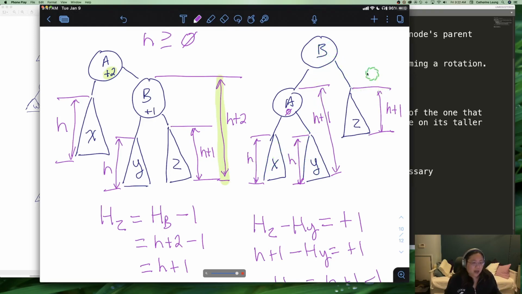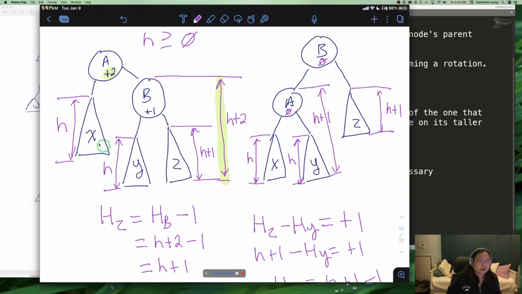Now for b, the height of b is h plus 2. But more importantly, the balance will be the height of its right subtree, which is h plus 1, and then we subtract h plus 1 from that. What we end up with is 0, because we're just taking two numbers and subtracting the same number from each other. So what I've shown here is that if you have a situation like this, where this is plus 2 and this is plus 1, then doing a rotation will completely fix the balance situation.